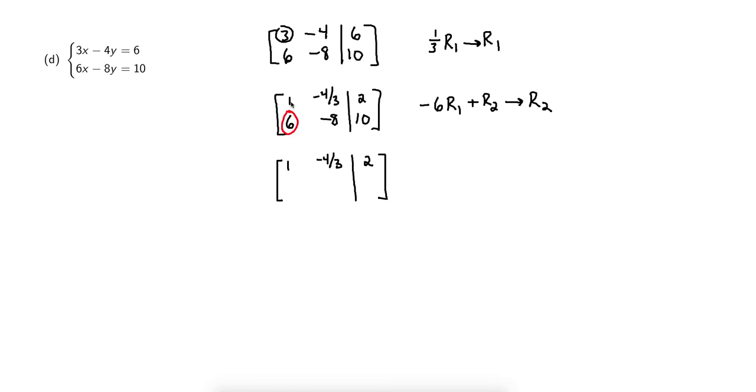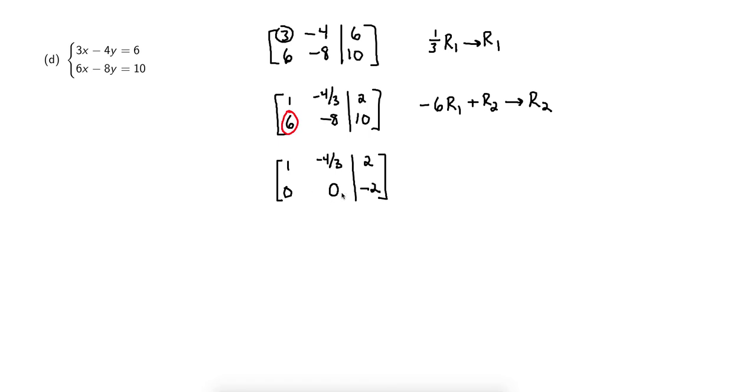-6 times 1 is -6. -6 plus 6 is 0. So we got that first column set. -6 times -4/3 is +24/3, which is +8. +8 plus -8 is 0. So there are some zeros there. And then -6 times 2 is -12. -12 plus 10 is -2.